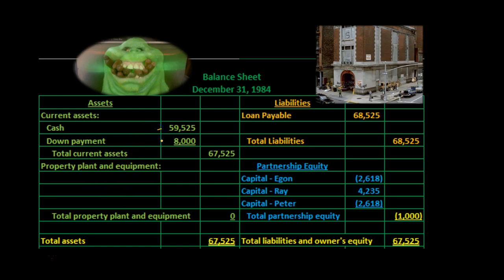We had the cash, we got the down payment on their place that they will be conducting business out of. That gives us our total cash down here. We had a loan on the books, and we had the equity section totaling $1,000 broken out in this way, which we will discuss again at a later time. That gives us total assets equaling total liabilities and owner's equity.